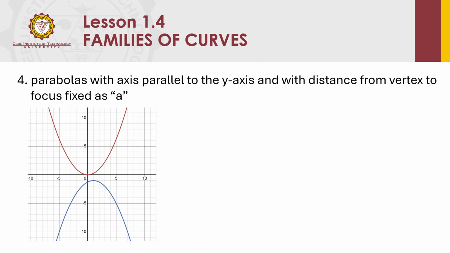Okay, so this is the vertex at 0, 0. Then we have 1 unit above the vertex for the focus of this red parabola. And then 2 units to the right and 2 units also to the left of the focus, to locate 2 other points on the parabola. And then we trace the curve.